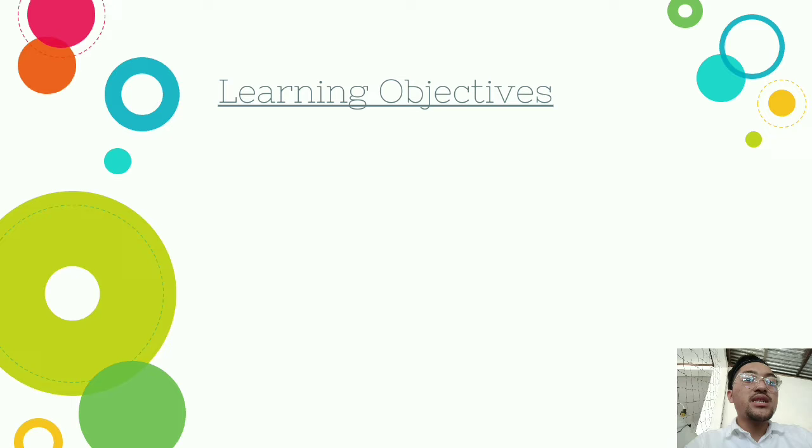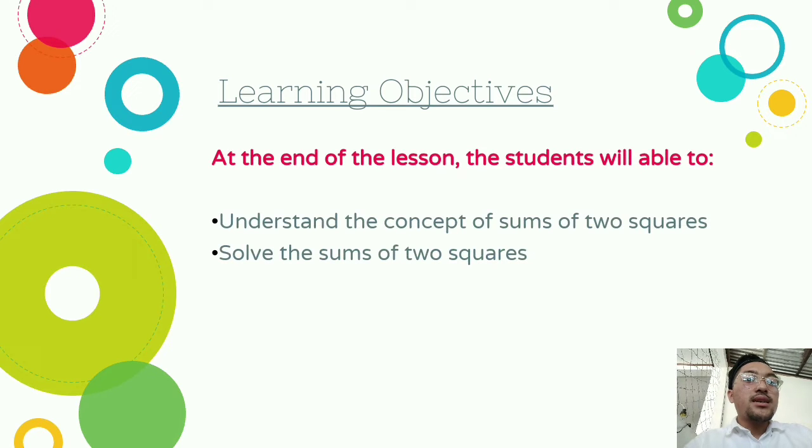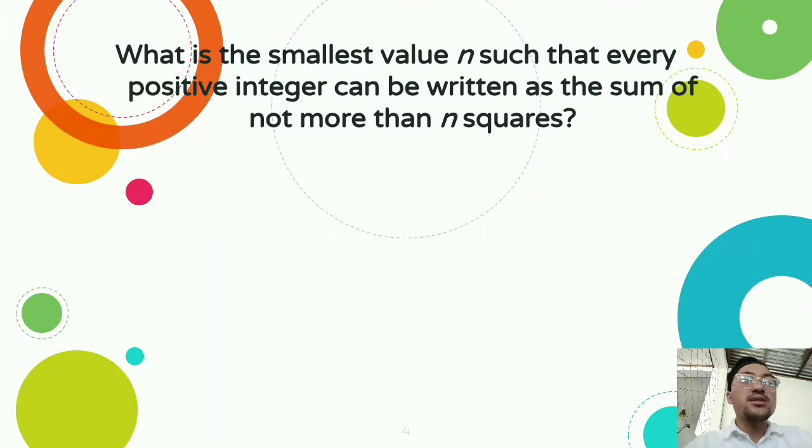So our learning objectives for this morning: at the end of the lesson, the students will be able to understand the concept of sums of two squares and solve the sums of two squares. Let's begin with a simple question. What is the smallest value n such that every positive integer can be written as the sum of not more than n squares?